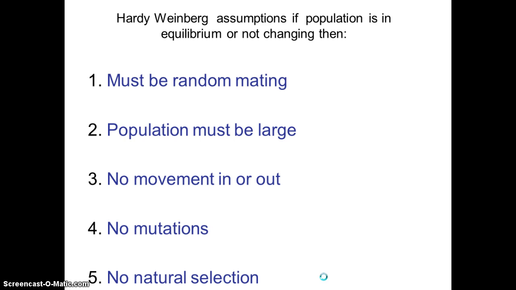Now, Hardy-Weinberg is an equation that says, what if a population is in equilibrium? In other words, it's not changing. And if it's not changing, then these are the things that must be happening in order for a population to remain in equilibrium. There must be random mating, no sexual selection. The population must be large, with no movement in and out, or in other words, no gene flow, no mutations, and no natural selection.